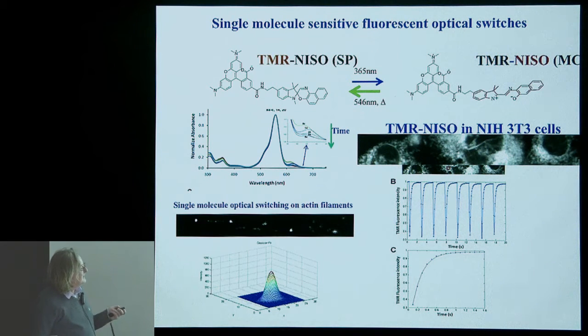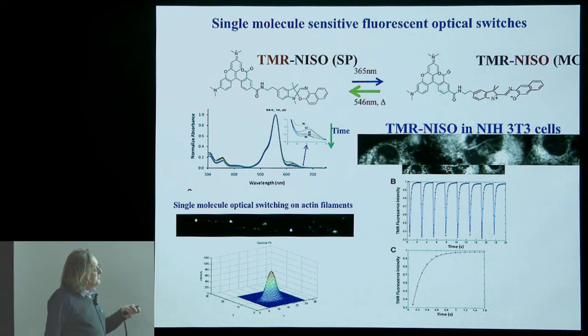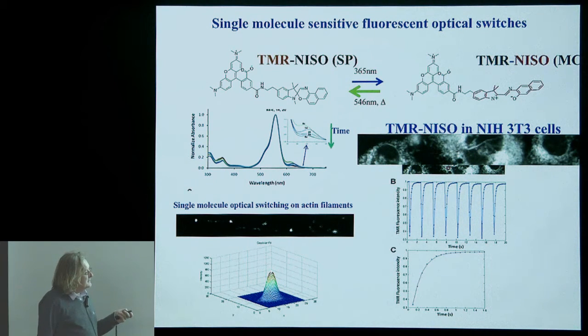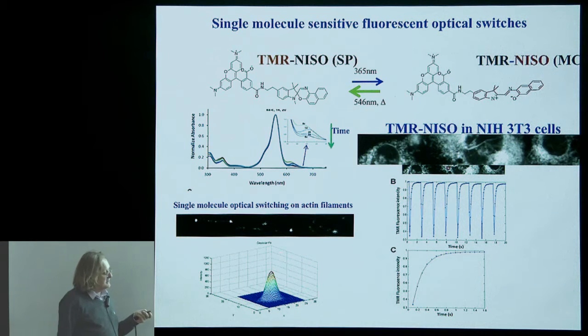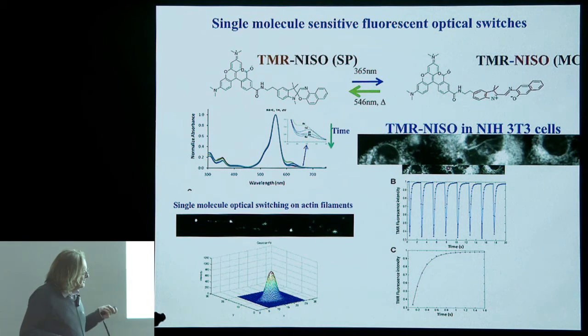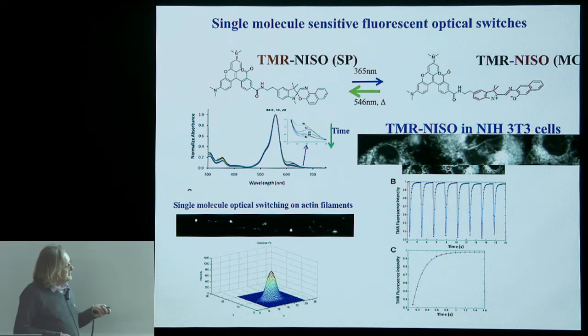And we can do that in a different way by imaging single molecules of this molecule, TMR NISO, attached to single actin filaments, from which we can generate the fluorescence state. We can generate a point spread function, the fluorescence intensity in the x, y, z plane. The centroid of this Gaussian is the most likely place where we'll find the molecule, and this can be resolved to about 10 nanometers or so. So we can turn this on and off.